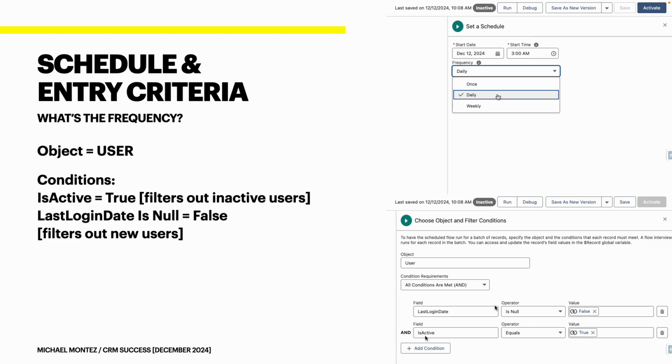The other criteria we're going to set is active equals true. We only want to look at the records where the user is currently active. We don't need to deactivate somebody who is already inactive, so we can exclude those.